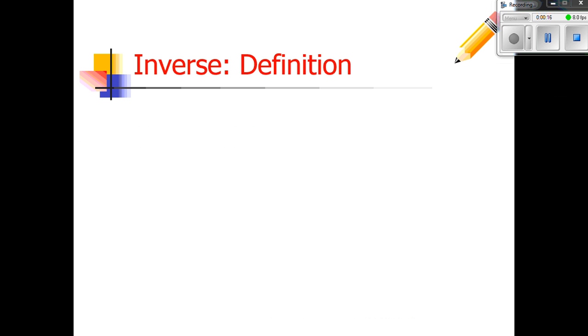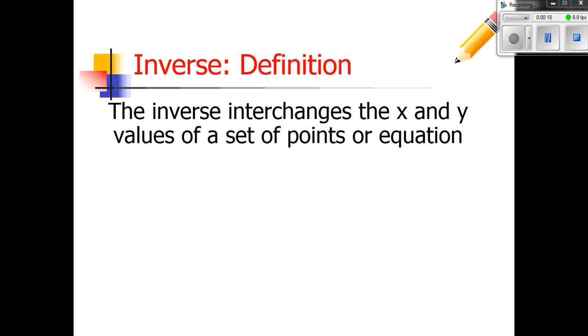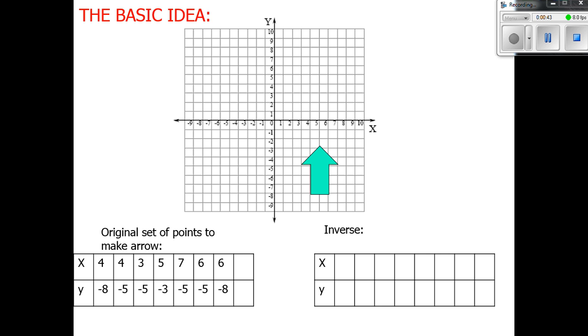The definition of inverse is it interchanges the x and y values of a set of points. So if I'm given a table of values, I can take the y's and the x's and interchange them, or make the x's the y's and make the y's the x's. We can also do that in an equation. So we're going to talk about these two things and show you examples of how that works, and we will get started. So this is the basic idea, and you do not need to write this down.